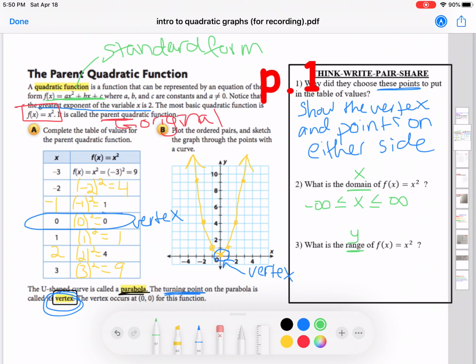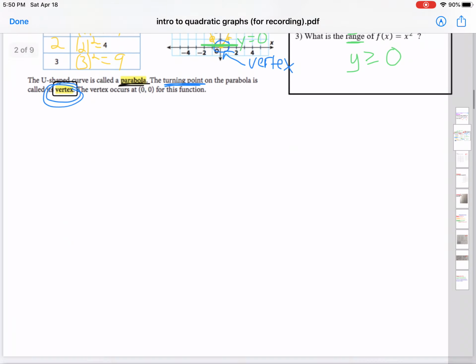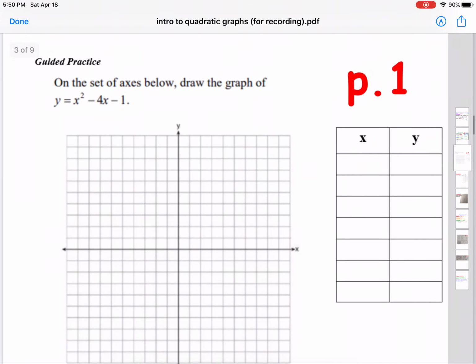Basically just saying any number I can substitute for x. Our range, though, is a little bit different. I notice here that the smallest y value that I have is at y equals 0, and I notice that I have no y values below that. So algebraically, how we represent that I'm not less than 0 is y is greater than or equal to 0. So again, this right here was our parent or original function. Let's take a look at our guided practice where we're going to be graphing a different equation.